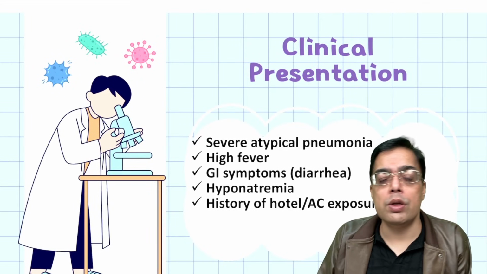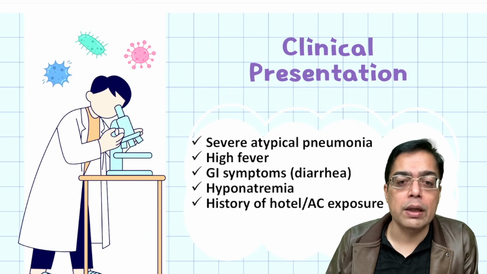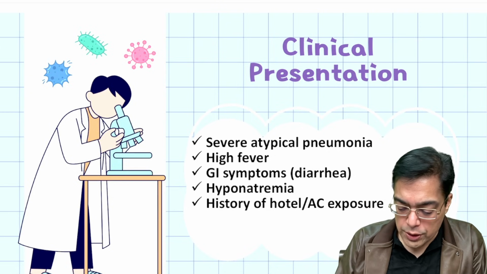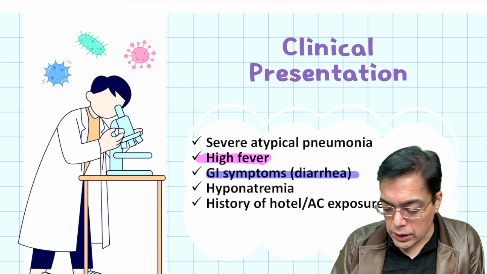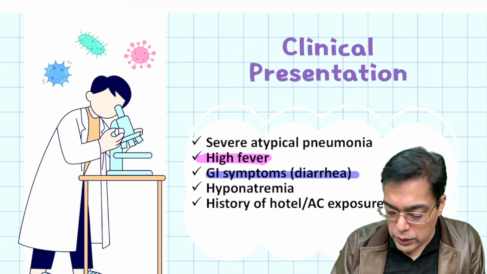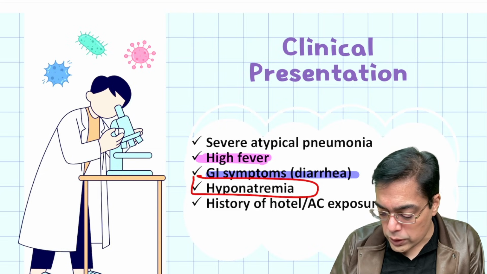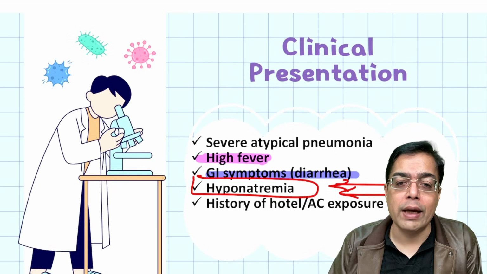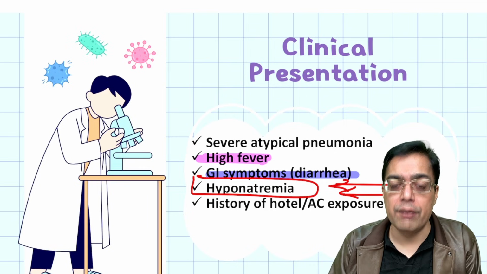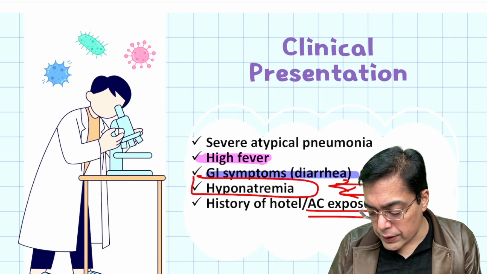Next one talks about a patient who is going to be having the presence of a severe atypical pneumonia. Severe atypical pneumonia, the patient is having high-grade fever. This patient is having GI symptoms including diarrhea. And an important word, never ever forget this word guys, hyponatremia. So exposure to the organism takes place because the patient has had air conditioning duct exposure.